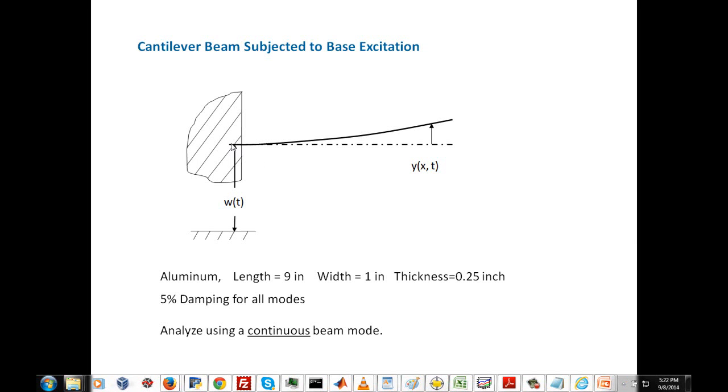And in this case, our sample cantilever beam, now when I say cantilever, it's fixed on the left end and it's free on the right end. It's going to be made from aluminum. The length will be 9 inches, the width will be 1 inch, and the thickness will be 1/4 of an inch. And we're going to assume 5% damping for all modes.